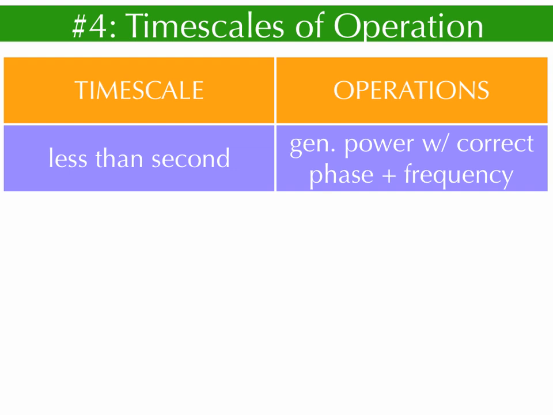Okay, so number 4, the power grid is operated and managed at different time scales. So recall, the central goal of the power grid is to balance supply and demand at every time instance. So this balancing act takes place at different time scales. So at the sub-second granularity, the main concern is frequency regulation. So that is generating power with the correct frequency and phase.